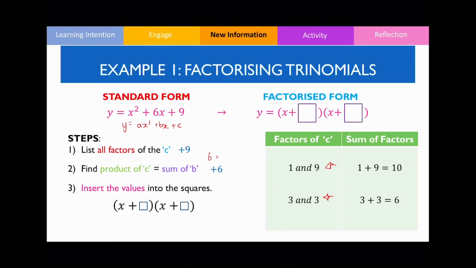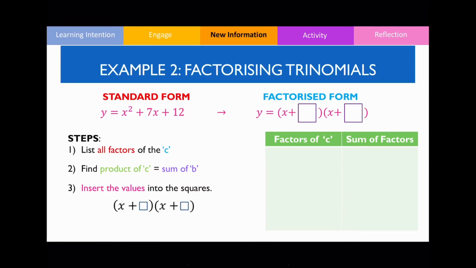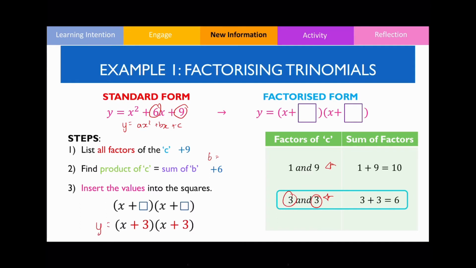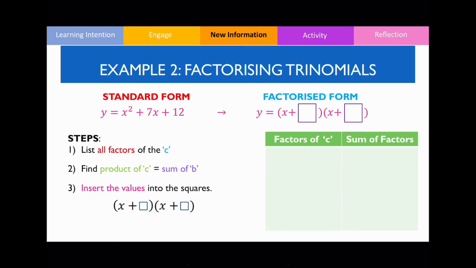Step number 3 says you want to insert the values into the squares, but you want to insert the ones where it gives you the sum of b. In this case, you'd agree with me that 3 and 3 multiplied together gives you 9, but when added together, that gives you 6. So therefore, we're going to be selecting these numbers, and inserting those numbers in those squares, and this is going to be your actual equation. So it's going to be y is equal to bracket x plus 3, close bracket, bracket x plus 3, close bracket. Let's have a look at another example, okay?